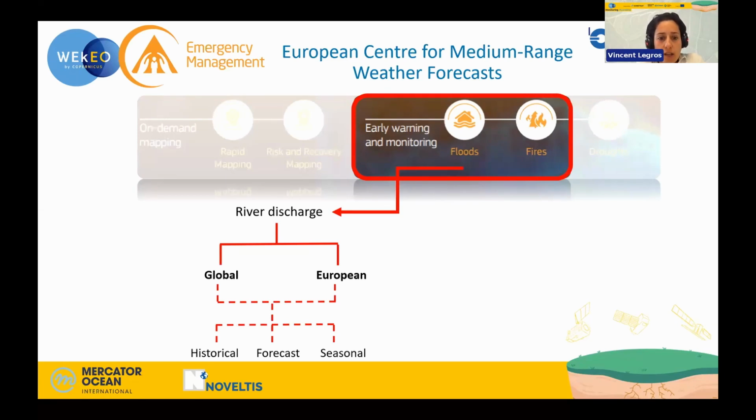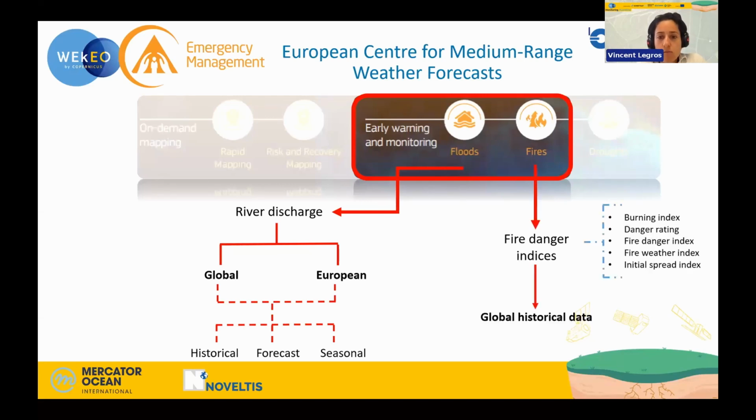Related to the floods, you will find data related to river discharge, for example, at different geographical coverages, as you can see, and also temporal coverages. In terms of fire dangers, you will find parameters such as the burning index, danger rating, fire danger index, fire weather index, initial spread index.